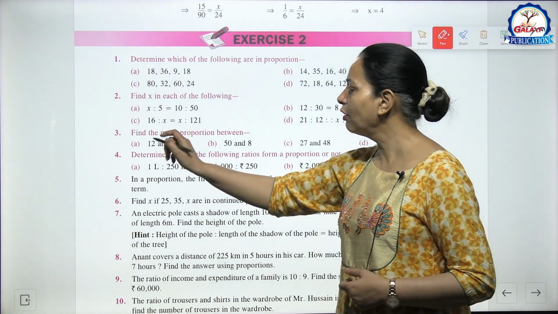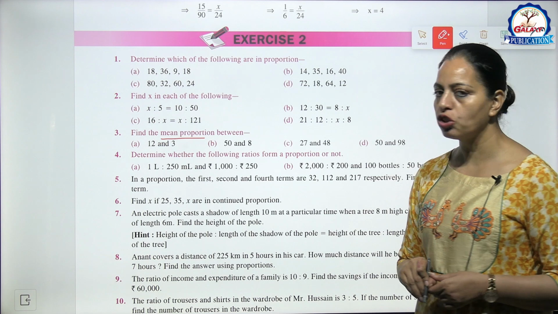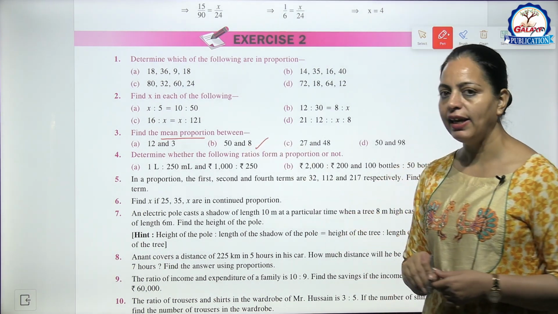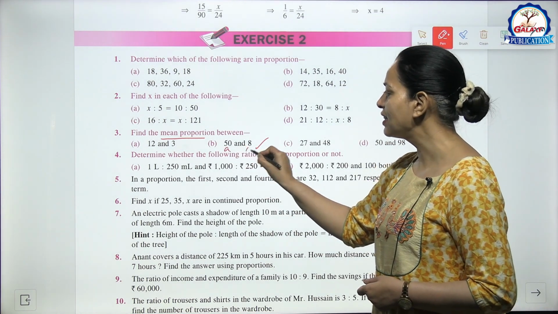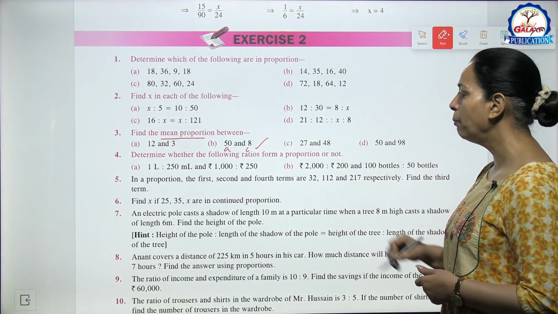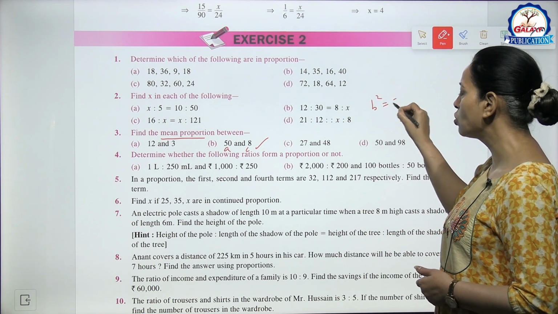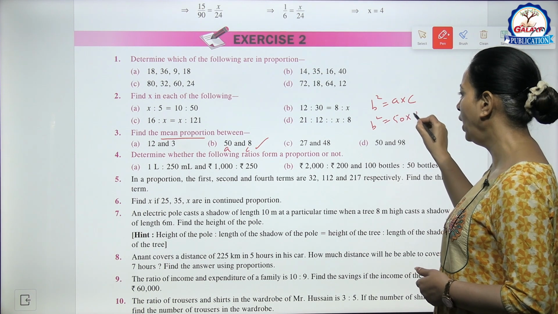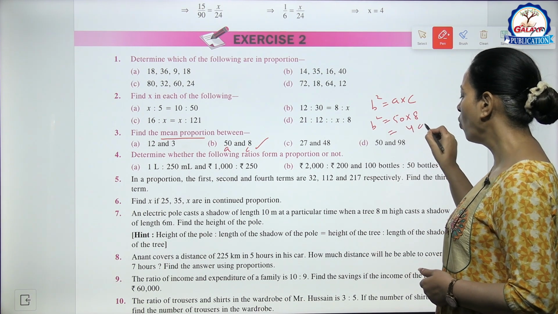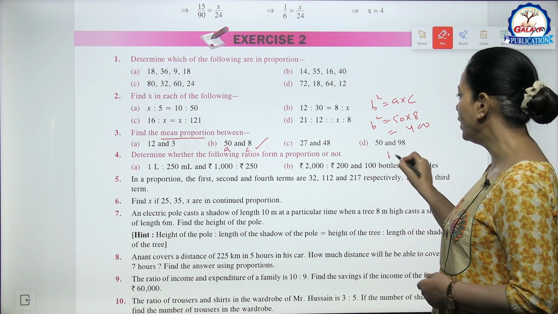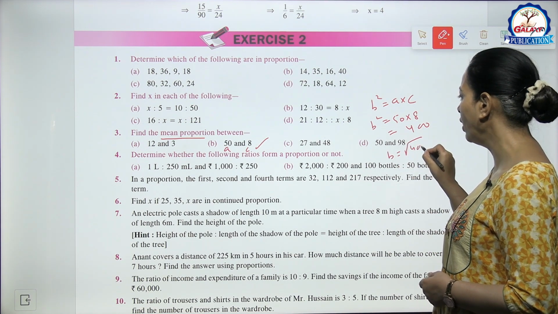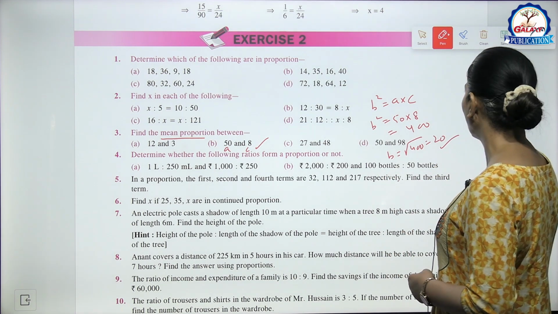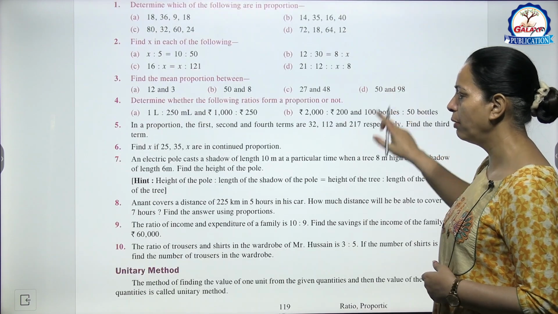Okay, now here like third question, find the mean proportion between, like here B part 50 and 8. It means this is A, this is C. So we have to find B. So you know B square equals to A into C. So B square equals to 50 into 8. That is 400. So what is B? B is root 400. That is 20. So answer is 20. Okay. Similarly, you can try remaining parts.